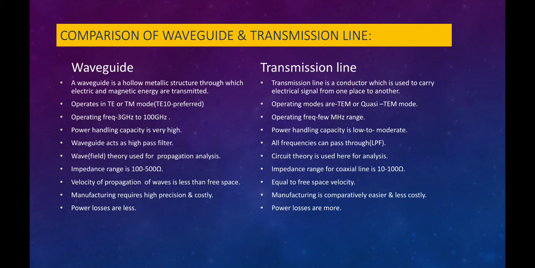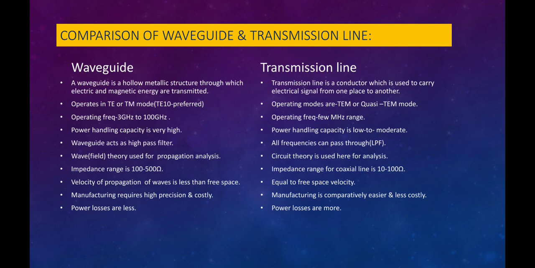Wave theory is used for propagation analysis in waveguide, whereas circuit theory is used in transmission line for analysis. Impedance range is 100 to 500 ohms in waveguide. Impedance range is 10 to 100 ohms in transmission line. Velocity of propagation of waves is less than free space in waveguide.